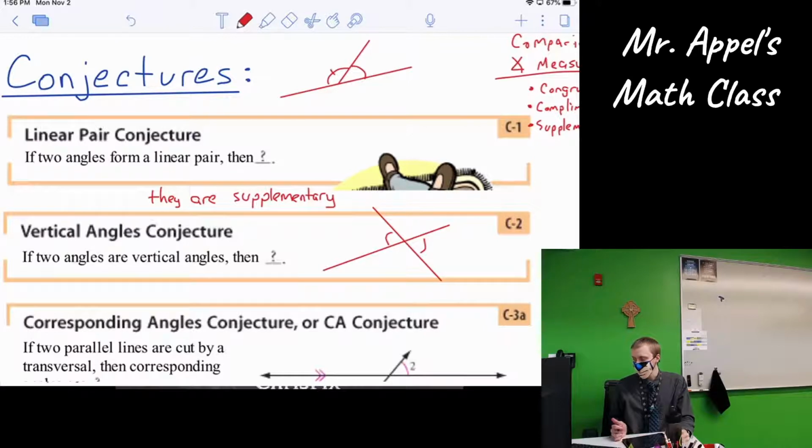Any more? Oh, very good. Yeah, everybody's correct so far.